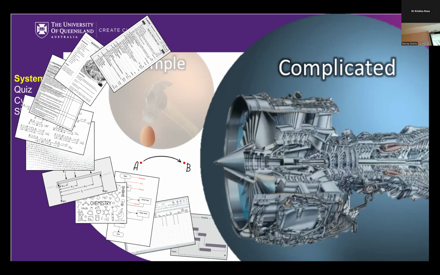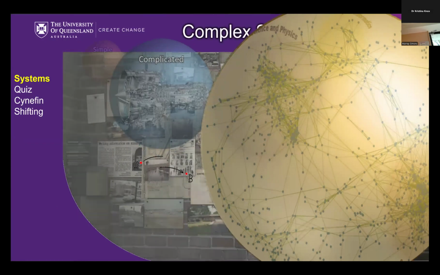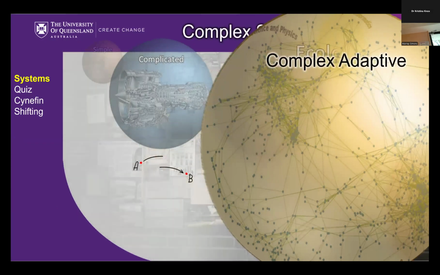Complicated, A to B is predictable. Complex, A to B is not known. Complex is something like social network analysis, or if you think social media, you think of the interdependencies, you think of things like stock exchange, you think of the weather.